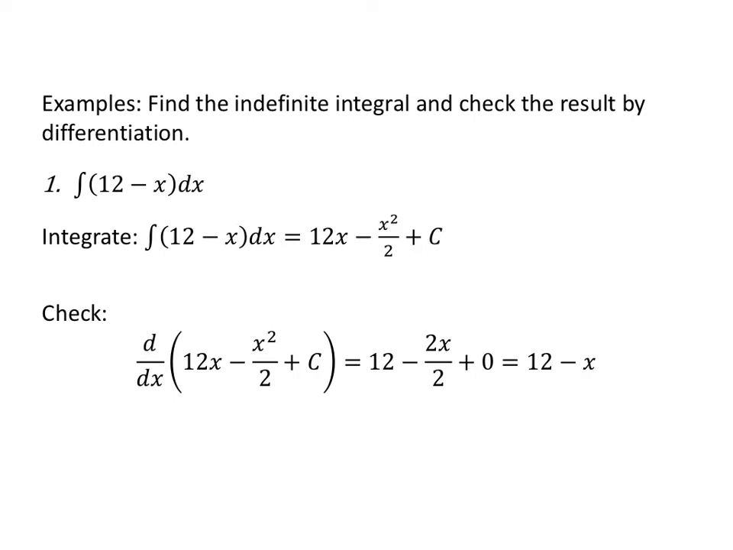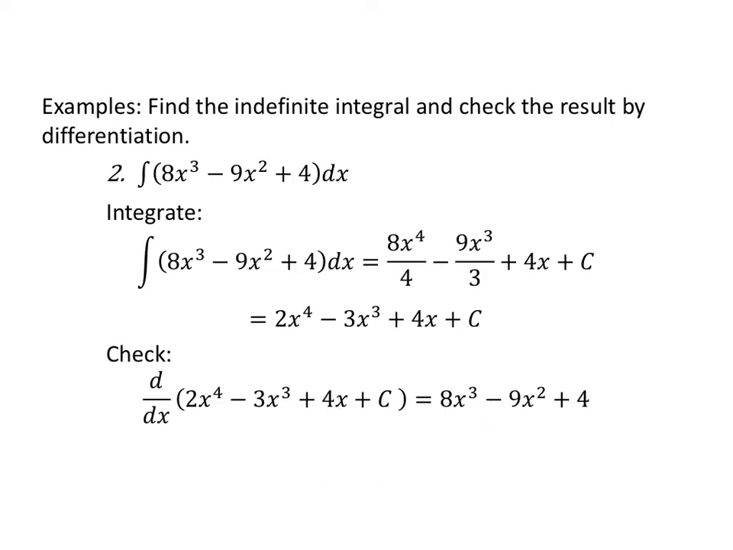Now, I want to check my answer. I take my answer and I'm going to find the derivative. What's the derivative of 12x? It's 12. Minus, what's the derivative of x squared over 2? This is not the quotient rule. There's no derivatives in the denominator. So the derivative of x squared over 2 is 2x over 2. Plus, the derivative of a constant is 0. 12 minus 2x over 2 is 12 minus x, our exact integrand. So we know our antiderivative is correct, because when we check it with the process of differentiation, we get back to the original.